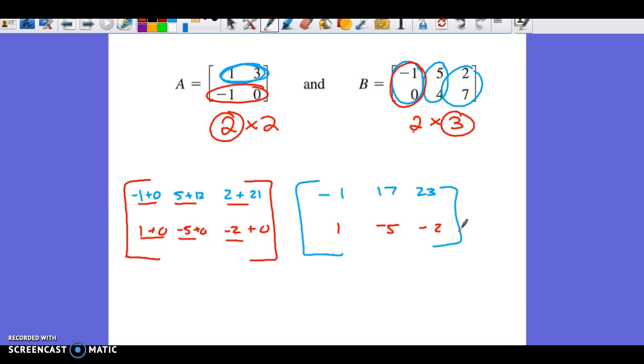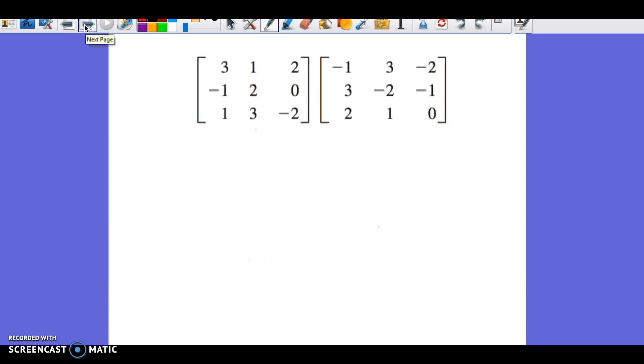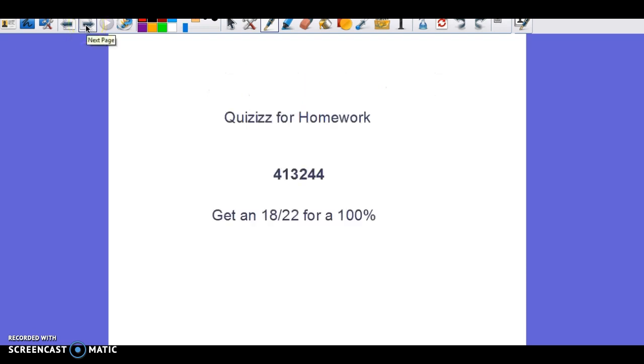Alright, so hopefully that helps. If you want another example to try to multiply, there's one here, but I'm going to go ahead and get you guys started on your homework, which is the quizzes.